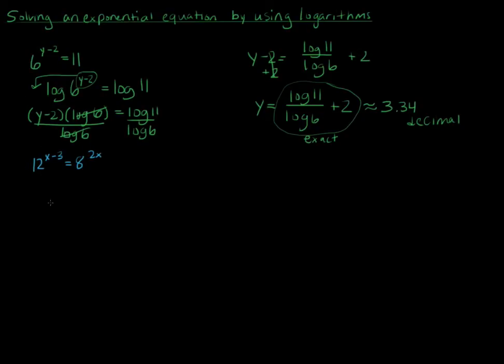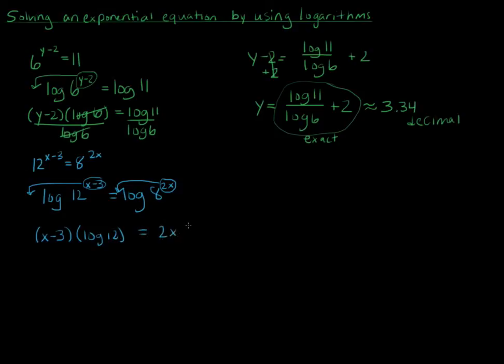So again, we can start by taking the log of both sides. So we'll have log of 12 to the x minus 3 equals log of 8 to the 2x. Then we can take both of these exponents using our laws of logarithms and bring them to the front, because a power to a power, you multiply powers, and remember that a logarithm is really a power. So that gives us x minus 3 times log of 12 equals 2x times log of 8.